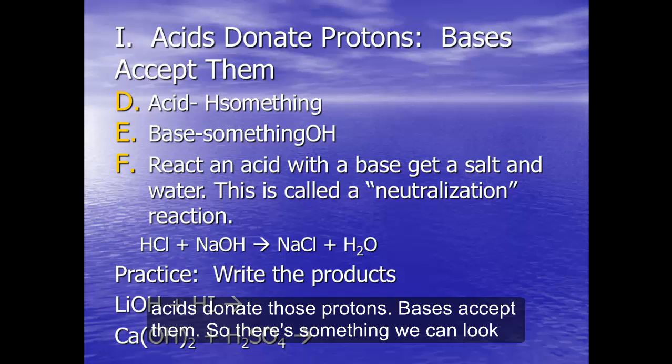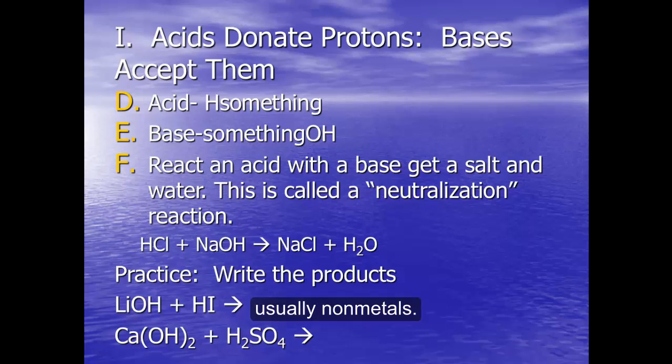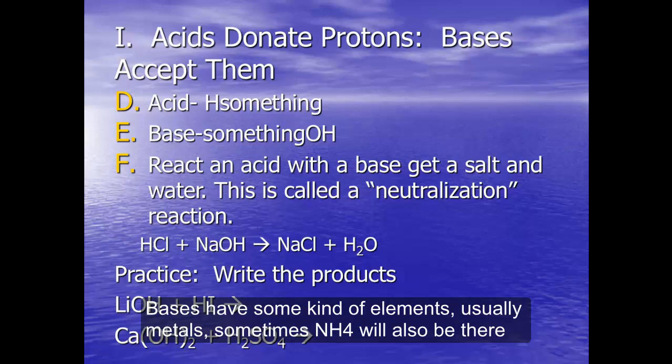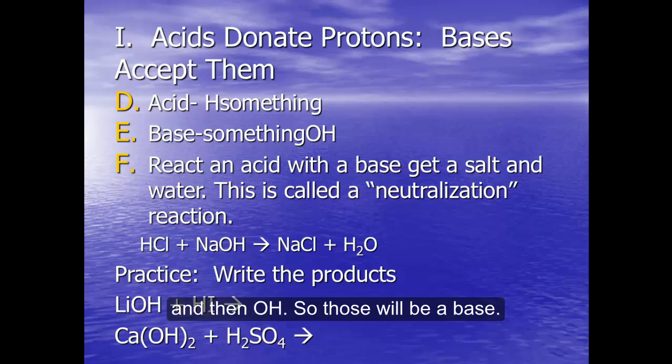So there's something we can look at to give us a tip-off. Acids will have H and then some other elements, usually nonmetals. Bases have some kind of elements, usually metals. Sometimes NH4 will also be there, NH4OH, which is nonmetals, but it acts like a metal. And then OH. So those will be a base.